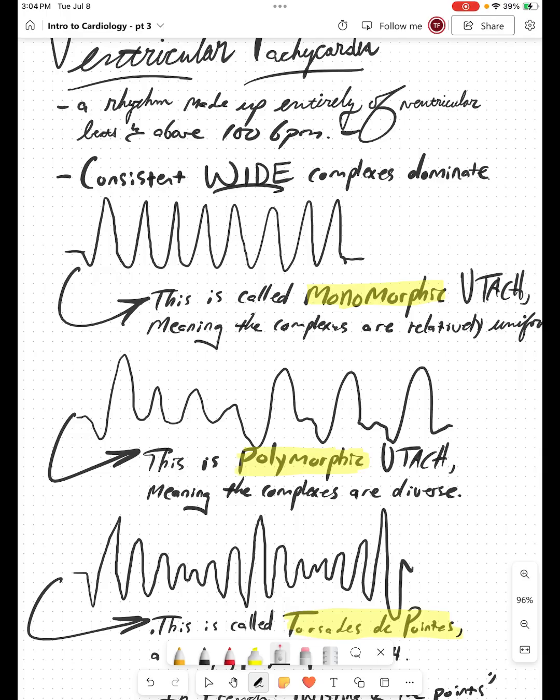When we take that and change it into polymorphic, we have different origin sites of electrical stimulus in the ventricles. So you could have some pacemaker cells creating stimuli, some originating from the Purkinje fibers, some from the bundle branches. It really just depends. But because you have these different sources, you have different morphology, and that's reflected. So it's called polymorphic VTach.